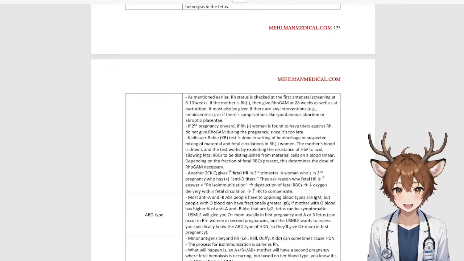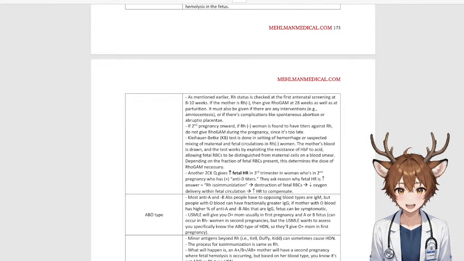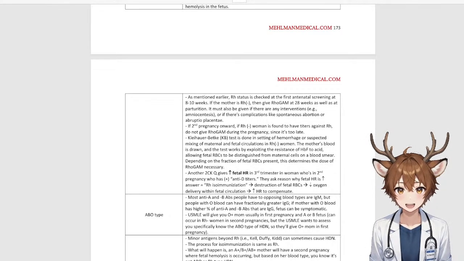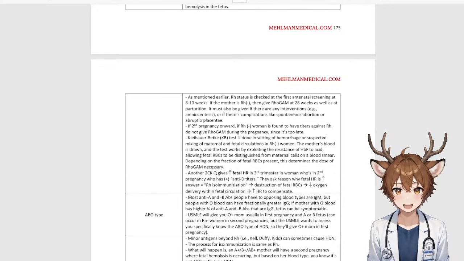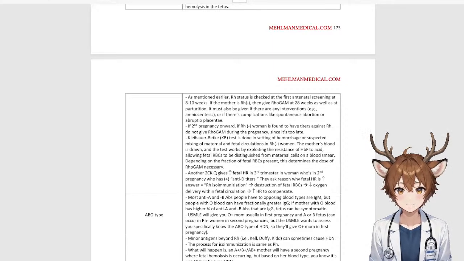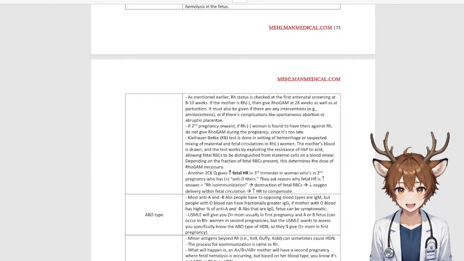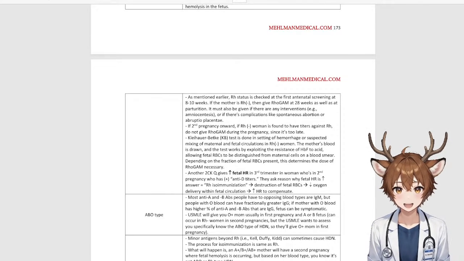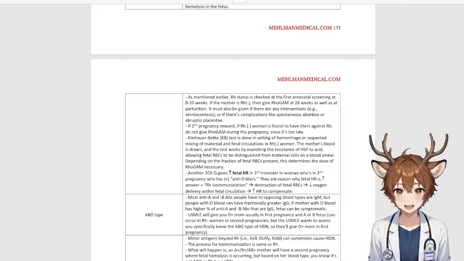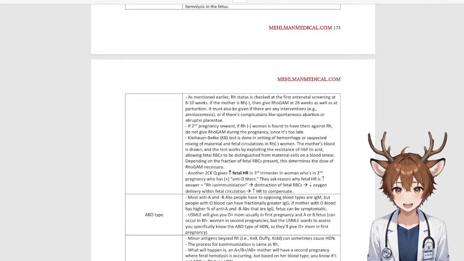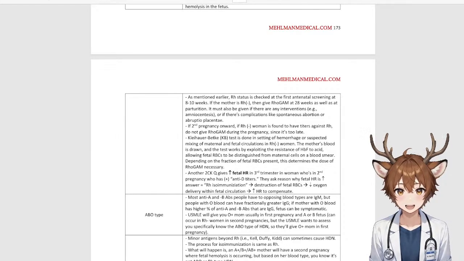As mentioned earlier, Rh status is checked at the first antenatal screening at 8 to 10 weeks. If the mother is Rh negative, then give the RhoGAM at 28 weeks as well as at parturition. It must also be given if there are any interventions, that is to say amniocentesis, or if there are complications like spontaneous abortion or abruptio placentae. From the second pregnancy onward, if an Rh negative woman is found to have titers against Rh, do not give RhoGAM during the pregnancy since it's too late.